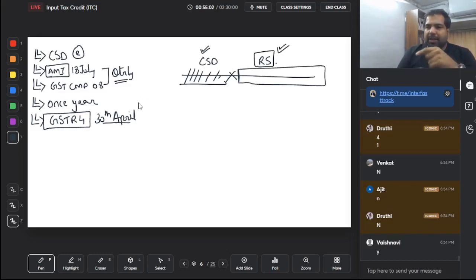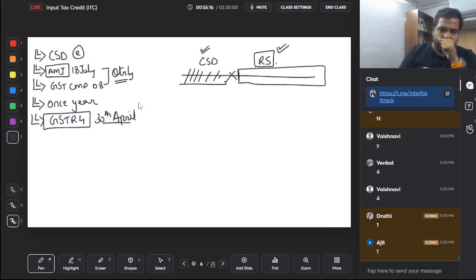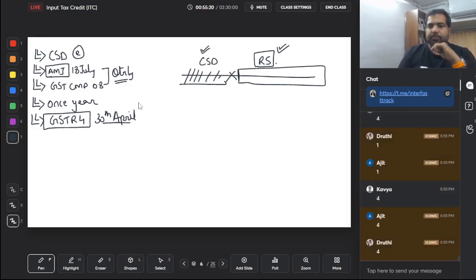So please tell me in the chat box, how many times does the composition scheme dealer have to file its main return GSTR 4? Only once, 30th April. But how many times does it have to pay the GST? 4 times. So are these two delinked? Yes, they are delinked. That means the return and the payment are both delinked.